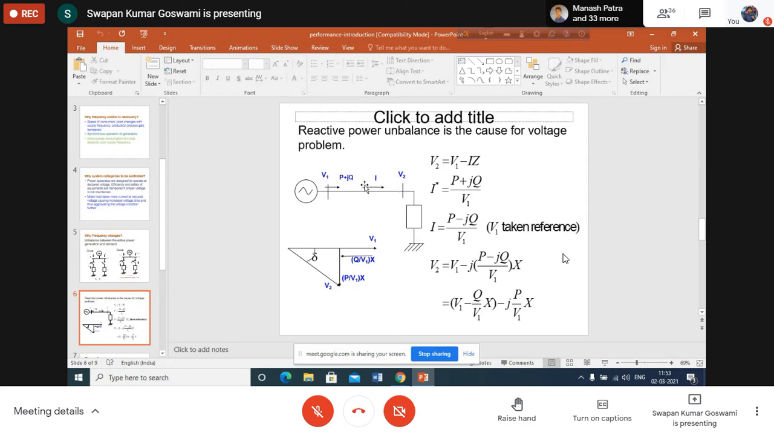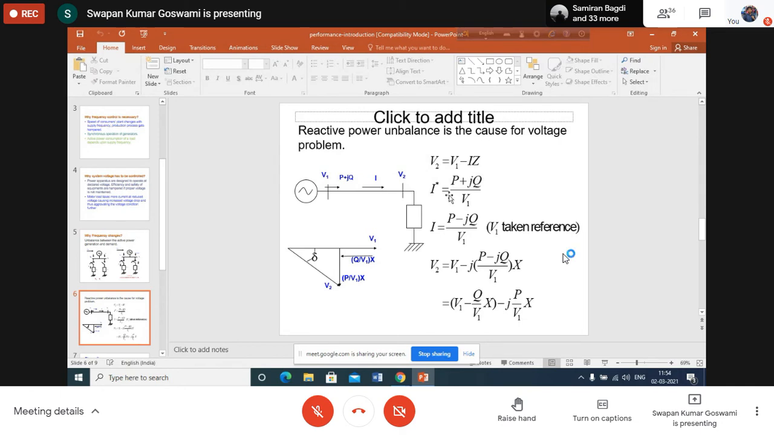So what will be V2? The voltage at the load end, V2, will be the generator end voltage V1 minus I times Z. I means the current flowing through the line, shown here as current I. And Z is the impedance of the transmission line.